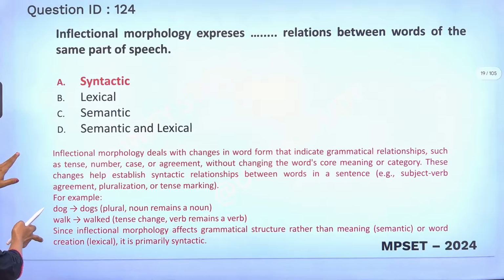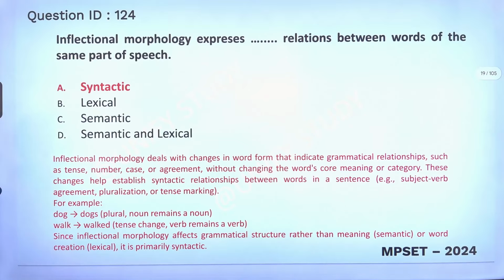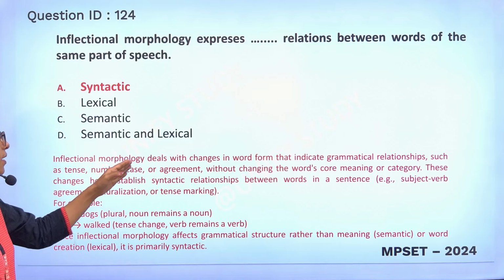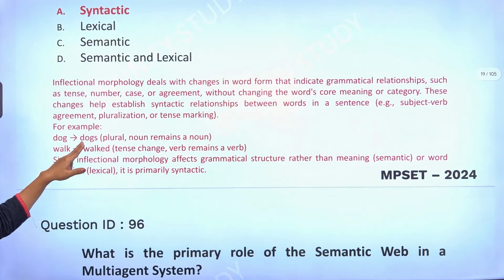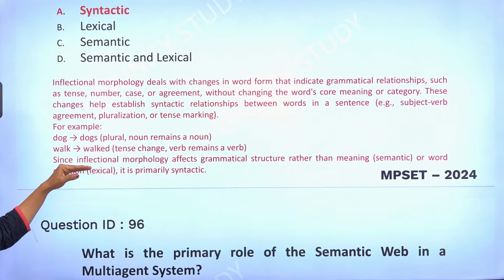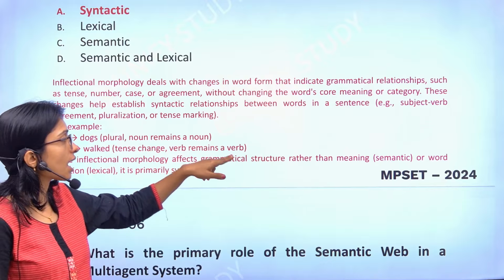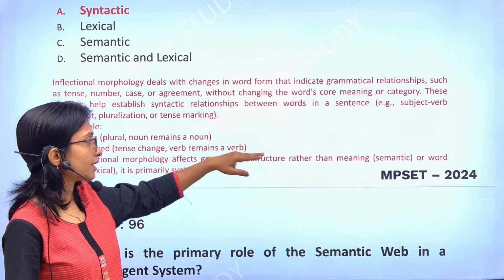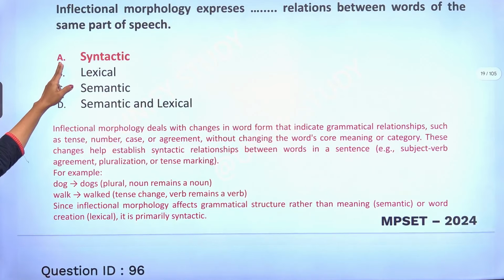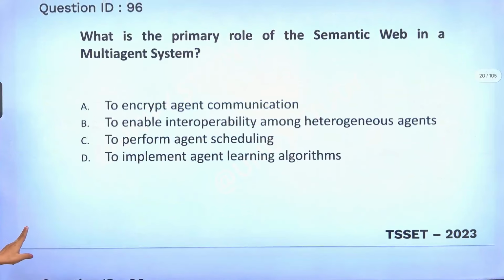Inflectional morphology deals with changes in the word that indicate grammatical relationships such as tense, number and case. For example, dog, dogs. You are changing singular to plural. Walk, walked. These are called inflectional morphology. Inflectional morphology affects the grammatical structure rather than the meaning. Meaning means semantic, and grammatical means syntactic. That's why we will choose syntactic here. Now next.